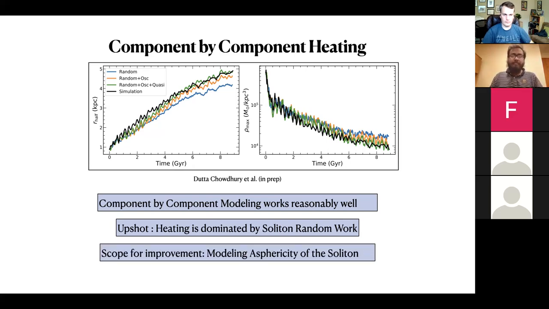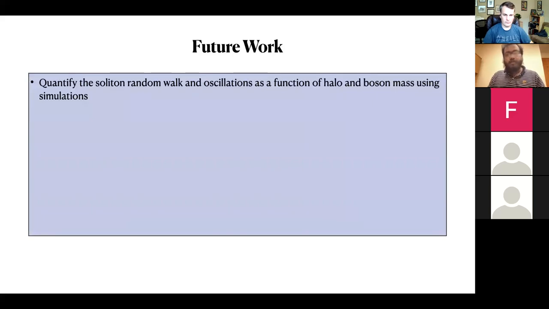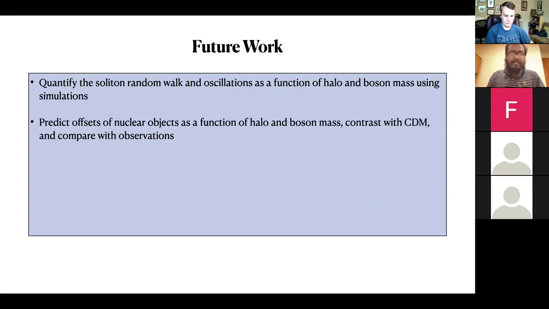There is also scope for improvement in this model. The main improvement is by taking into account the asphericity of the soliton. We know that the soliton is not spherical, but we have assumed it's spherical. So if we make it aspherical, maybe we'll have some extra heating, at least in the inner regions. Okay. So some of the future work that I'm interested in, in the context of fuzzy dark matter, is to quantify this soliton random walk and oscillations as a function of halo mass and boson mass using simulations, which still remains to be done, and then predict offsets for nuclear objects as a function of halo and boson mass, and contrast this with CDM.